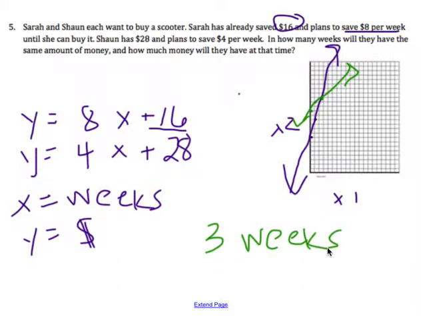Now we need to figure out how much money they'll have after 3 weeks. So I'm going to count up 2, 4, 6, 8, 10, 12, 14, 16, 18, 20, 22, 24, 26, 28, 30, 32, and I'm going to estimate that at about $34 that they will have after those 3 weeks. Again, as long as you're in the right region, you are A-okay.